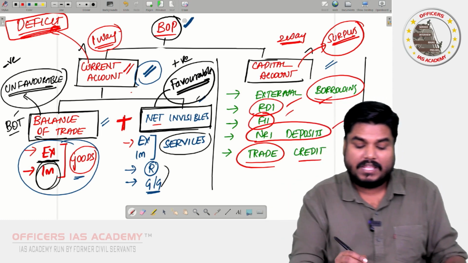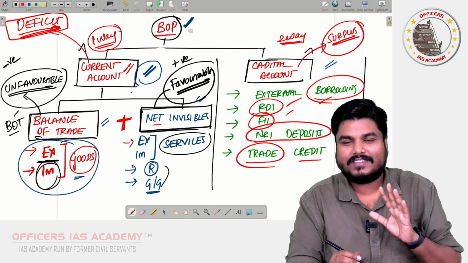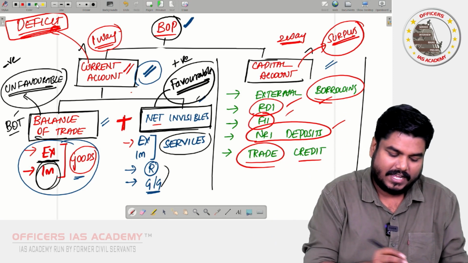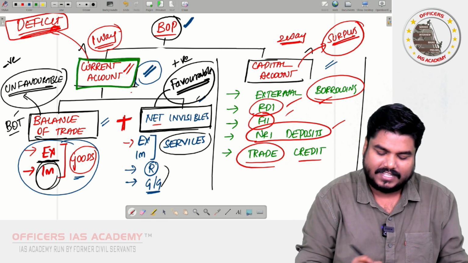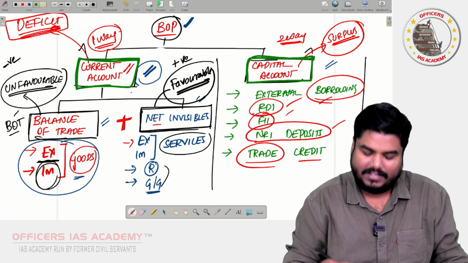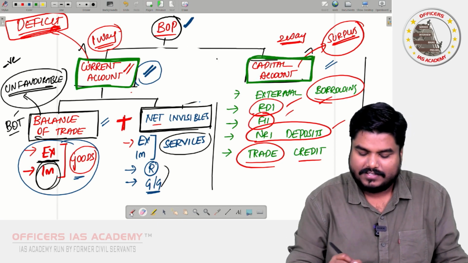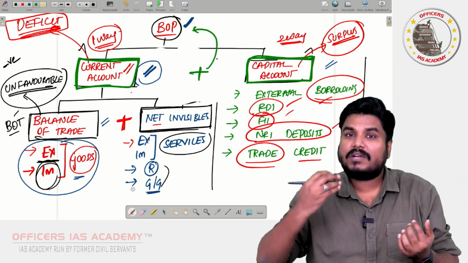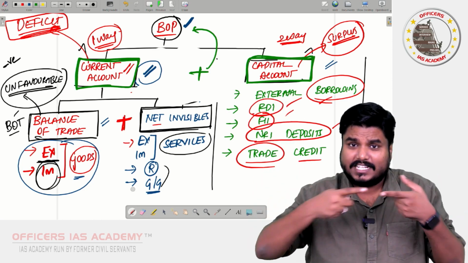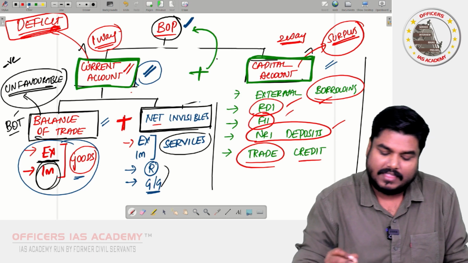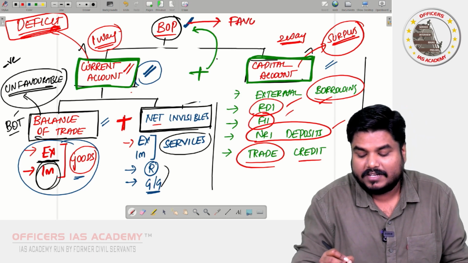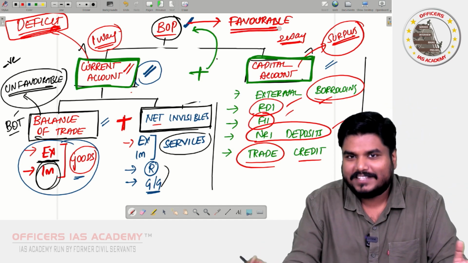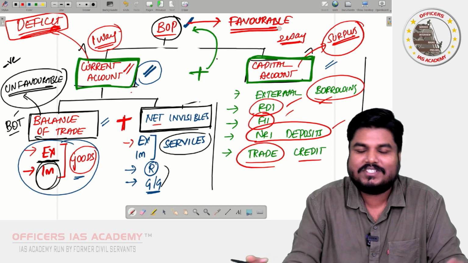Right? What about BOP? Is BOP favorable or unfavorable? BOP is nothing but current account plus capital account. If you add these two, that is balance of payment. Our current account is negative, our capital account is surplus. But when you add current account and capital account, in India, the balance of payment is favorable. From the exam point of view, we should know which is favorable, which is unfavorable.